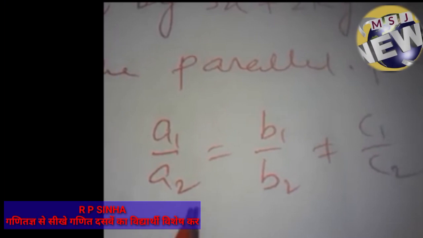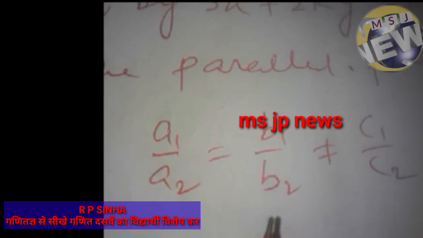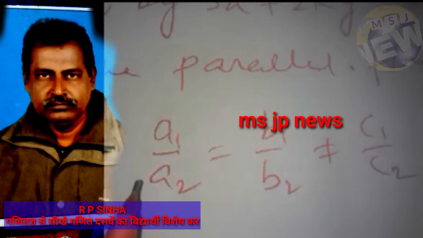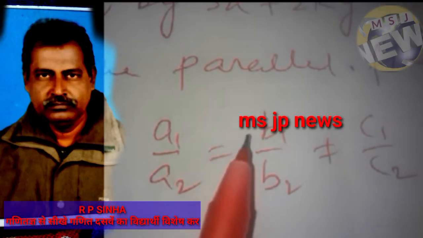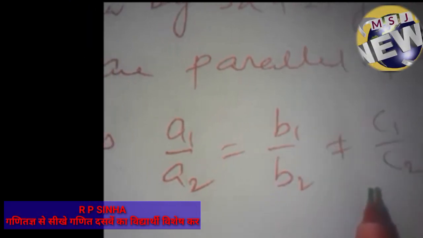If we draw the graph of any equation, and the equations satisfy this condition, then the graph lines will be parallel lines. So the ratio of A1 by A2 should be equal to B1 by B2, but none of them should be equal to C1 by C2.